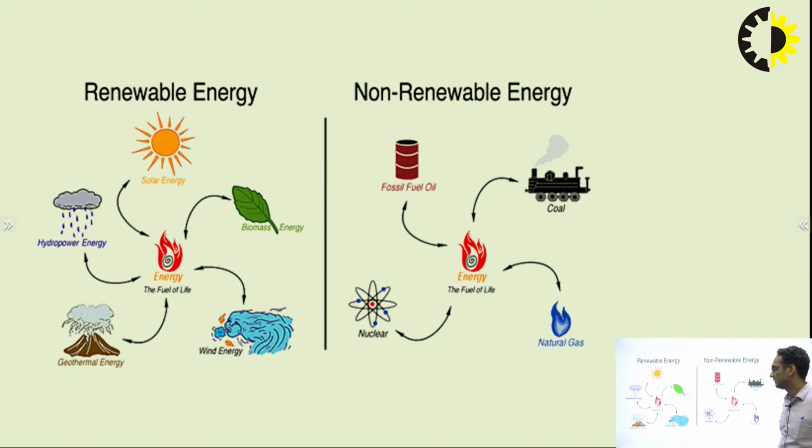Then biomass energy is where we burn plants or trees, and with the burning of these plants we can generate energy. So these are the renewable energy sources, and these are the non-renewable energy sources, where energy can be extracted from natural gas, nuclear power plants, and fossil fuels, or coal.